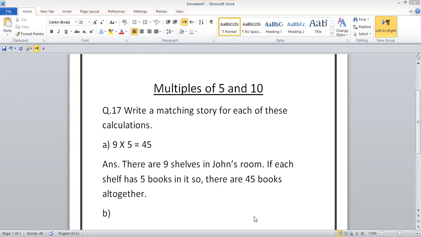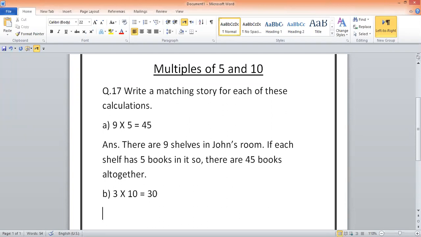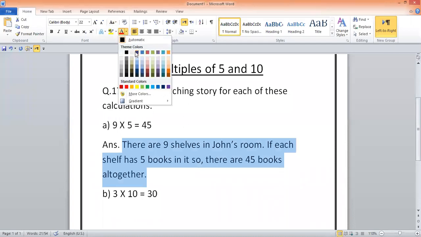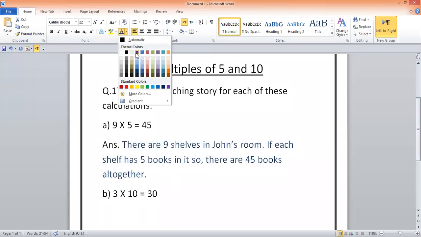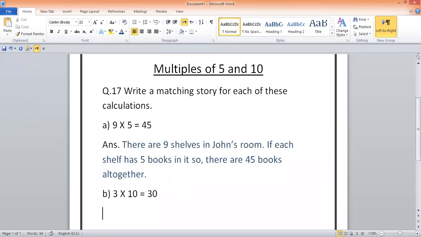B. B is 3 multiplied by 10 equals 30. 3 multiplied by 10 equals 30. Now you have to write a matching story for this also.